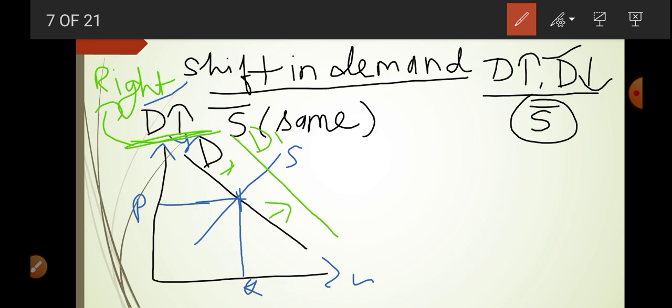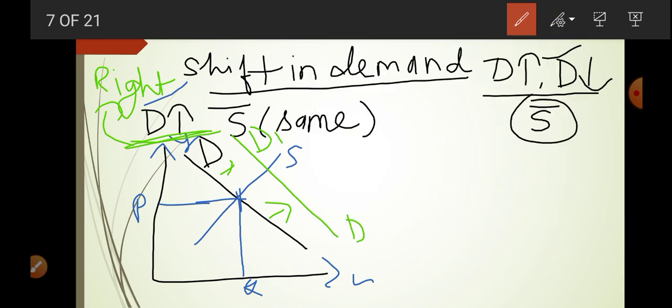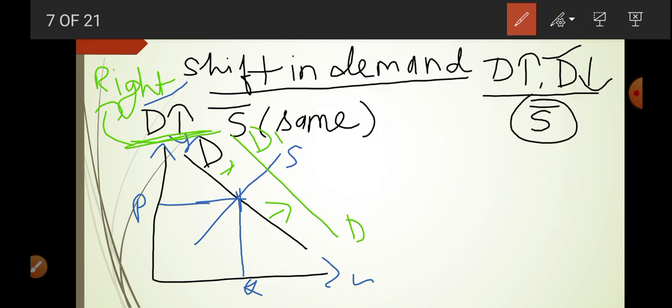So we get the new demand curve D1. You can see that this demand curve intersects the supply curve at this point. When we draw a line that touches the OX axis, we get a quantity. So there is an increase in the quantity. If you talk about price, the price is going to be high. The price becomes P1. So these two changes will take place in the market.